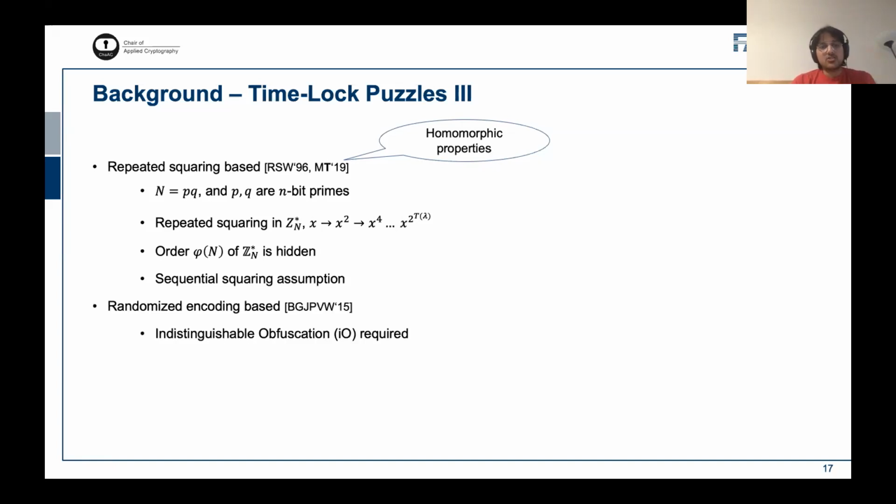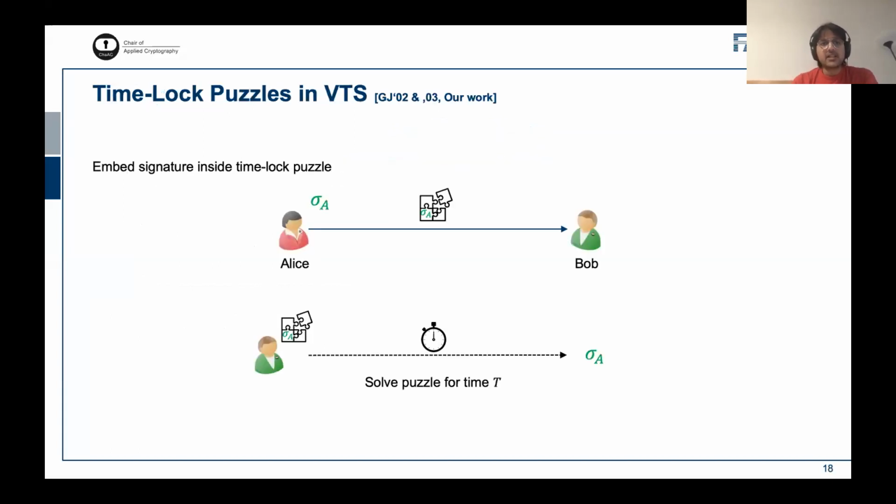And the other known construction of time lock puzzles is based on randomized encoding. And for that, you need powerful tools like indistinguishability obfuscation. Okay. And so how are these time lock puzzles used in our VTS? You would have guessed already. Alice, instead of embedding any solution, embeds the signature sigma A into this puzzle, and then Bob has to solve this puzzle to learn sigma A.